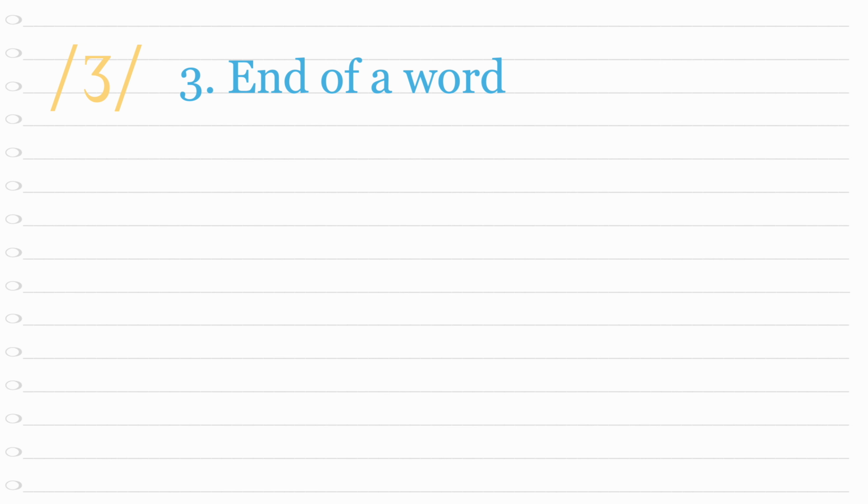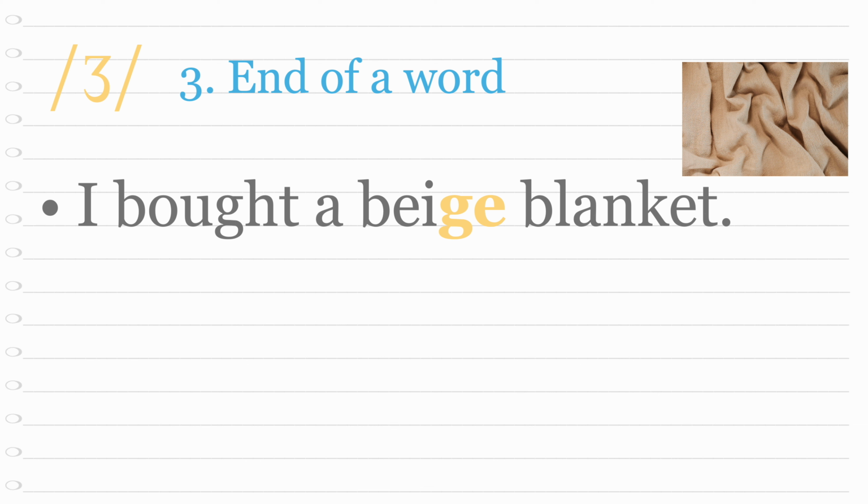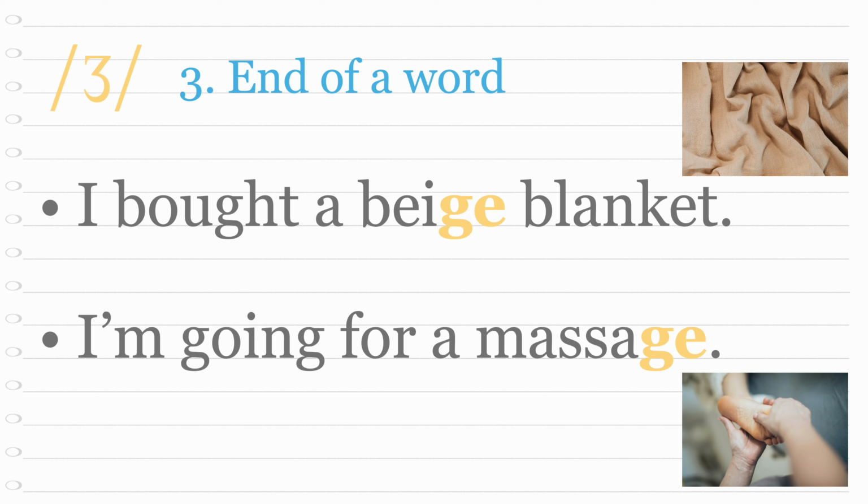And finally, let's move on to j at the end of a word. I bought a beige blanket. Beige. I bought a beige blanket. Please repeat. I bought a beige blanket. Next. I'm going for a massage. Massage. Please repeat. I'm going for a massage.